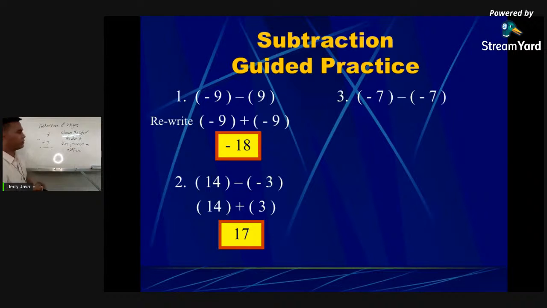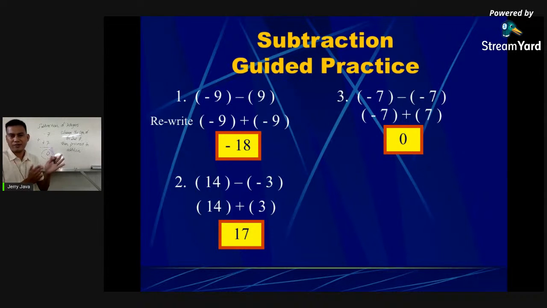Negative 7 minus negative 7. Change the sign of the second number, then proceed to addition. So 7 minus 7, that gives you 0. They are opposite. So one is negative, one is positive. So 0 has no sign. Okay, that's correct. 0 is correct. Okay, congratulations. Now you're learning.